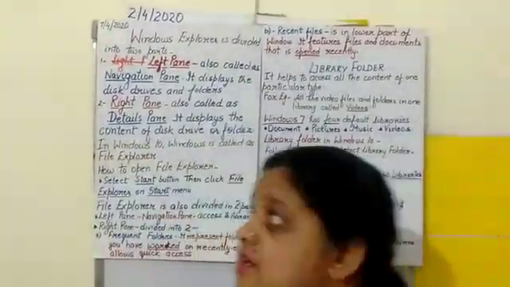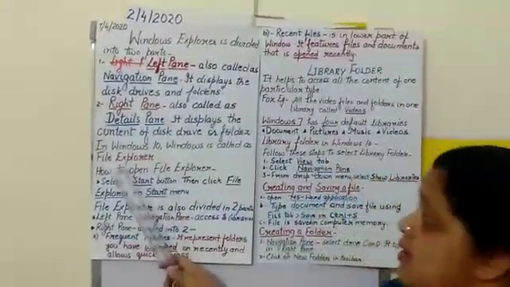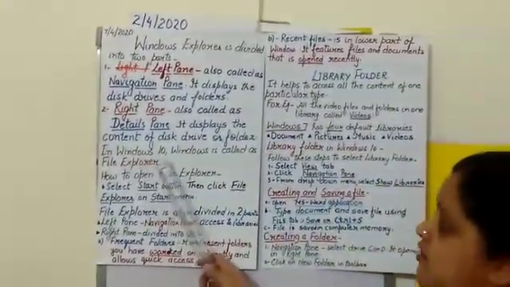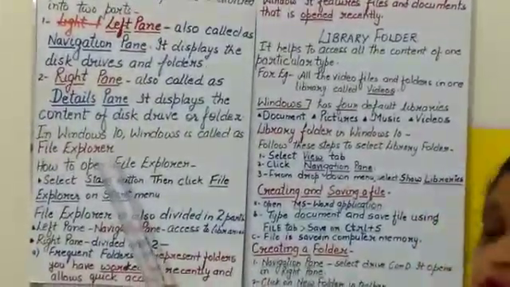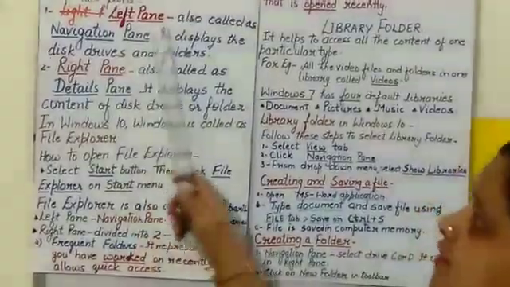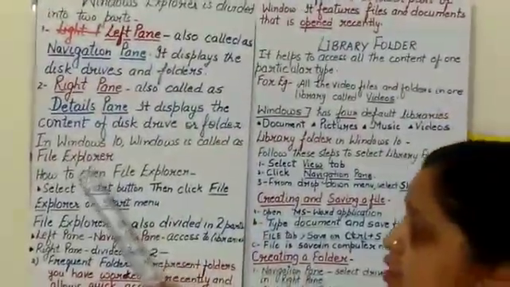This kind of division is in Windows Explorer in Windows 7. When you come to Windows 10, Windows Explorer is called File Explorer. It is called File Explorer, not Windows Explorer.